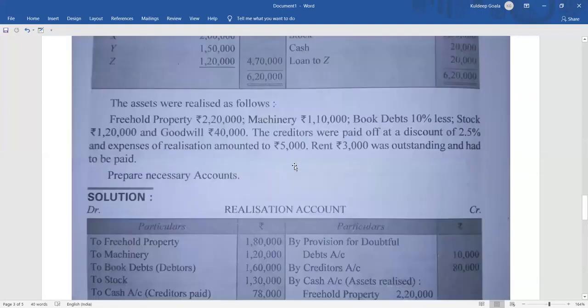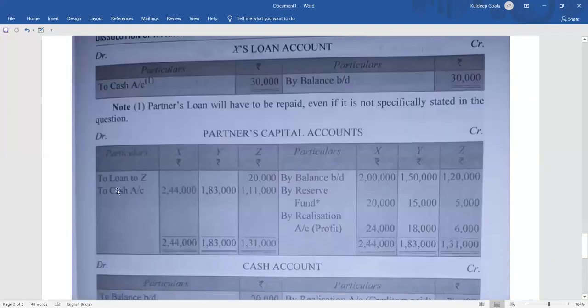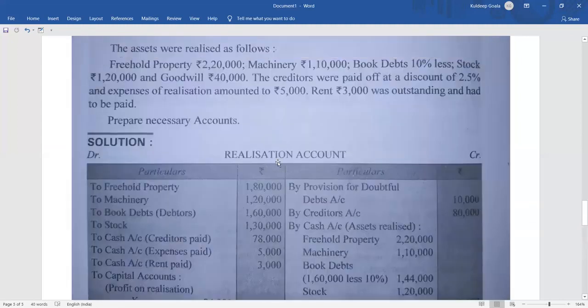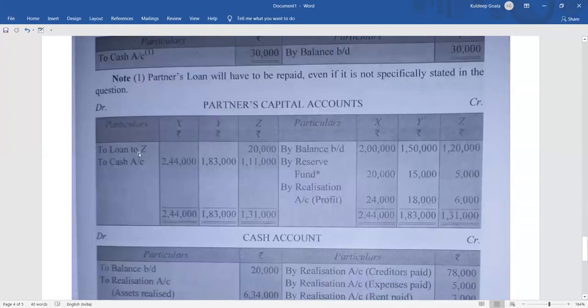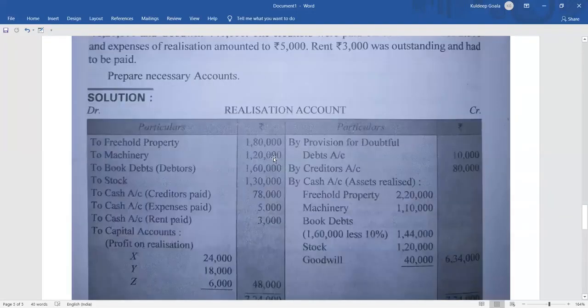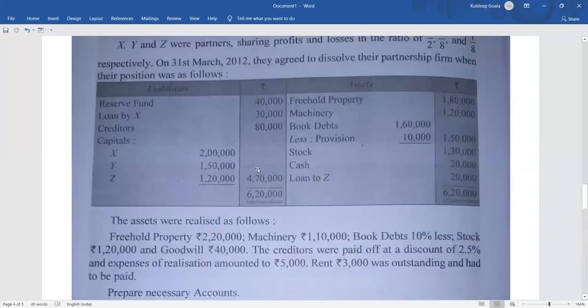So on the debit side of partners' capital, what do we write? To loan to Z. Okay, how much is in Z's loan? Look at Z's loan, what is the amount? 20,000. So it will go in the debit side of Z's capital as to loan to Z. You can see here in the debit side of Z, it is mentioned here. How much? 20,000. Okay, I hope all of you understood that. Okay, clear? Then now we will go to the next one.